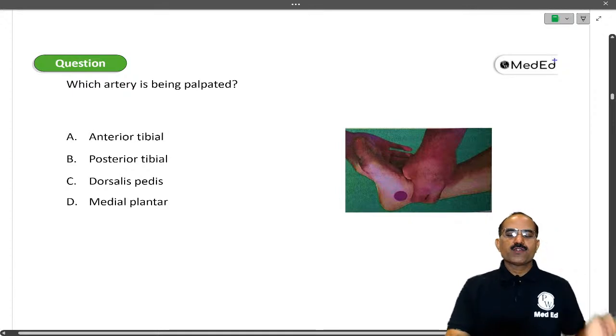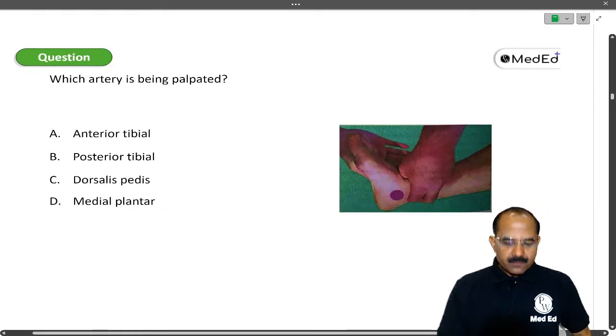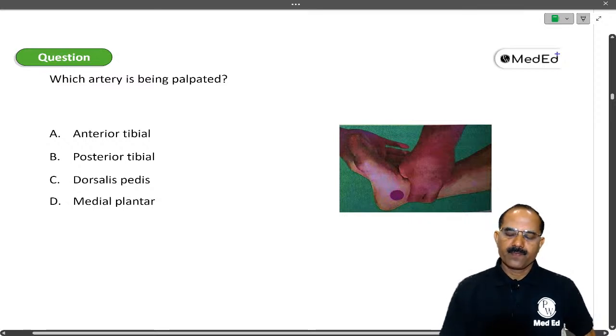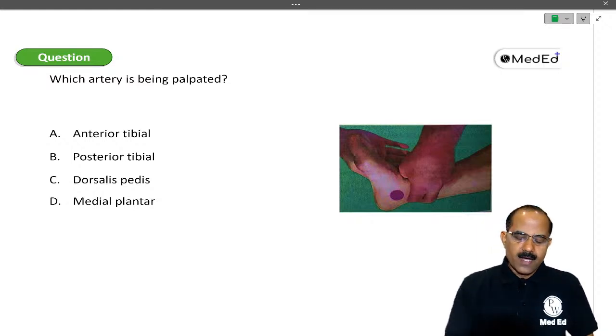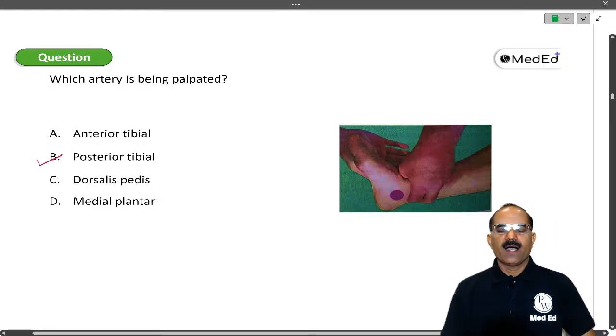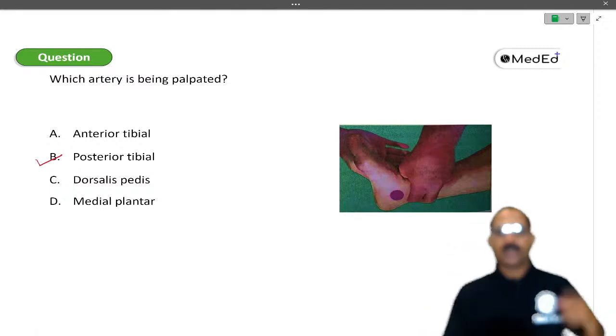Chalo, answer this, bachcho. Which artery is being palpated? Answer this. Answer is posterior tibial artery. Posterior tibial artery. Yes, very good. Answer is posterior tibial.